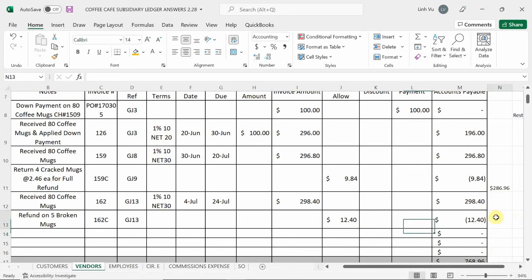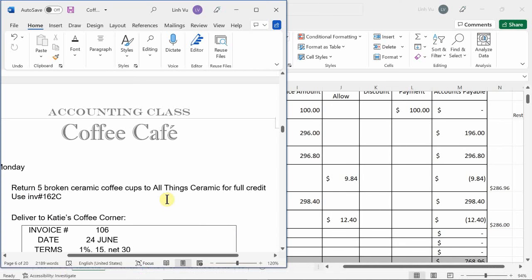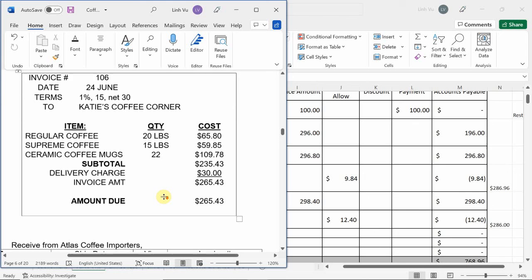So that should subtract it out. But what I have to do here is make a note that because it affected this particular invoice, if I do end up paying for it in the future, it's no longer $298.40. It's going to be exactly $286 even, right? $298.40 minus $12.40 will give you $286 even. Okay? We already updated my inventory. So let's see what happened next.